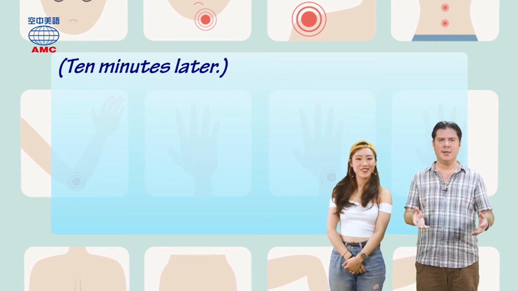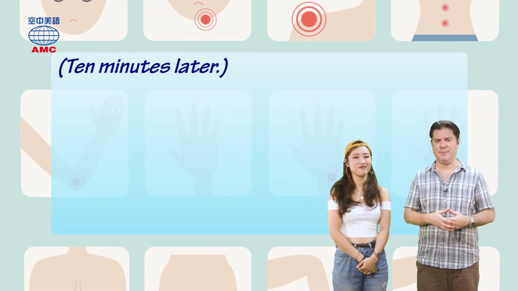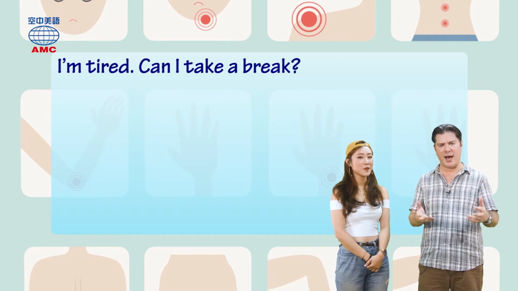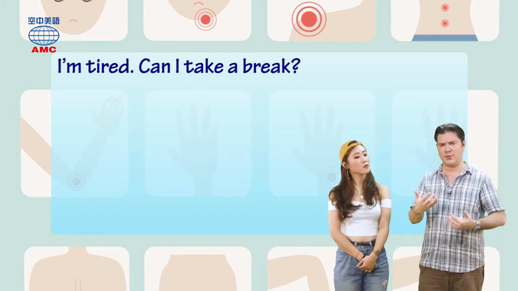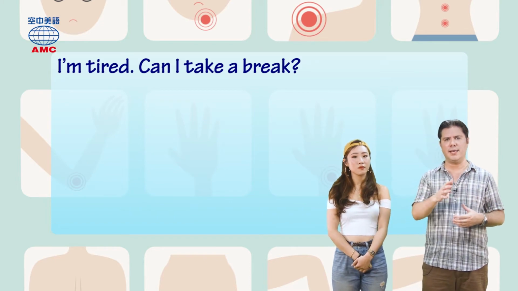All right, I'm done. 10 minutes later. See, it took her 10 minutes to do 20. Yeah. That's not super fast. I still couldn't do that. Anyways, Phoebe says to the coach, I'm tired. Well, sure she is. She's been exercising. She's getting a little warm. She might want to drink some water, take a break.